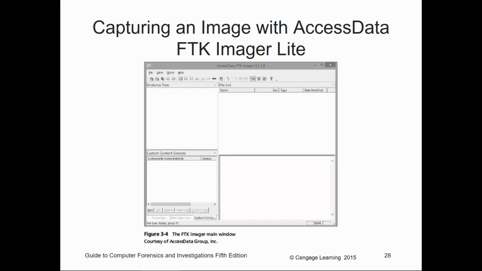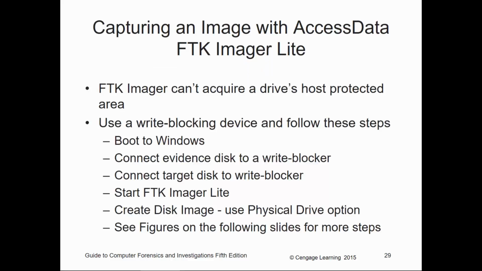They really love their screenshots and the PowerPoints. Here is a screenshot of AccessData FTK Imager. Not sure if this helps anyone, but yeah. So the FTK Imager can't acquire a drive's host protected area, so it doesn't do low level. We need to use a write blocker device and follow the appropriate steps. Boot Windows, connect our drive, connect the target, start the imager, create a disk image.